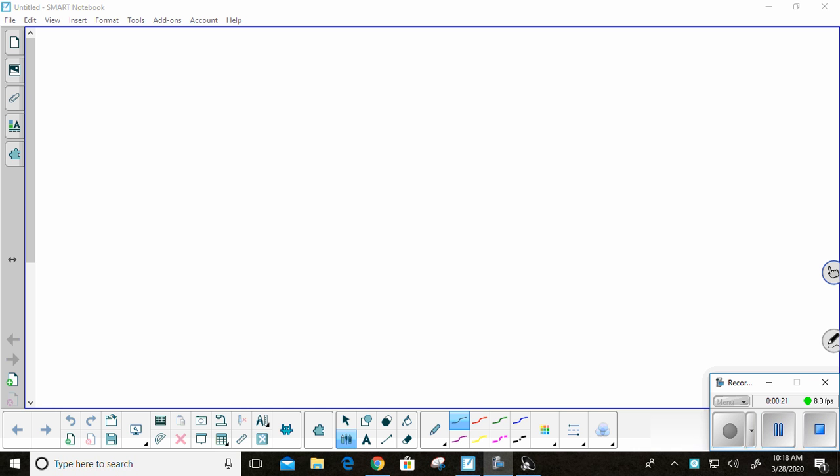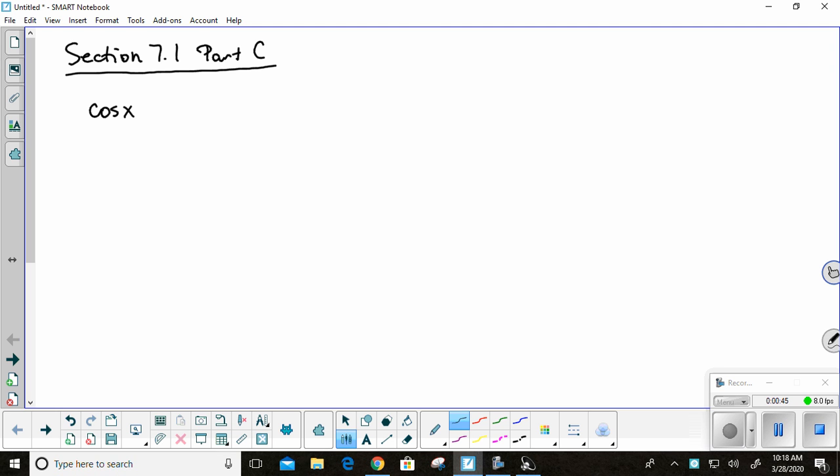Starting with what would have been my problem 15. Again, this is section 7.1, part C. Okay, problem 15. I have cosine x over secant x plus sine x over cosecant x.